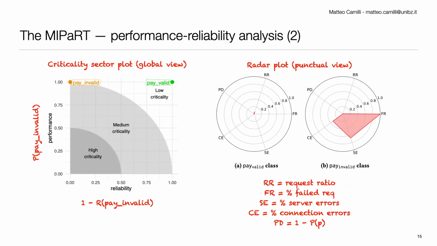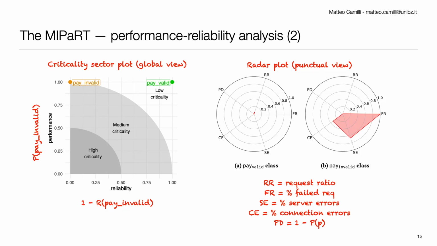So the integrated performance and reliability analysis produces the following visualizations. On the left side, we can see the global criticality sector plot that provides a global view on all microservices, and it ranks them according to the criticality level, so in terms of joint performance and reliability estimators. So for instance, the pay invalid class yields medium criticality since it exhibits very high performance, but at the same time, it has severe reliability issues.